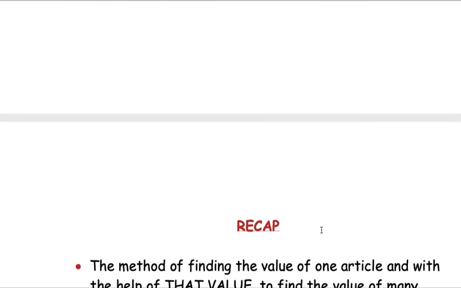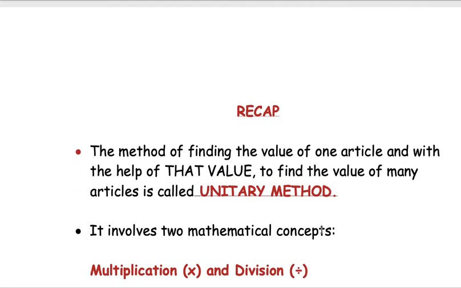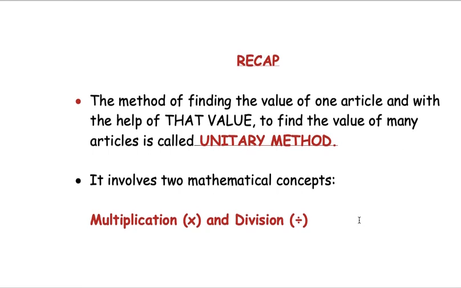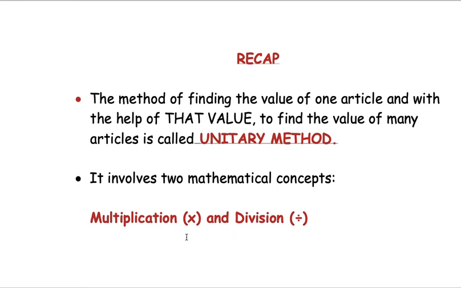So let's have a quick recap of the concept. The method of finding the value of one article, with the help of that value, we can find out value of many articles. This is called unitary method. What did we do? First, we calculate value of 1, and with the help of the same 1, we calculated value of many as we want. And it involves two mathematical concepts, which are multiplication and division. So I hope you all have understood the concept.